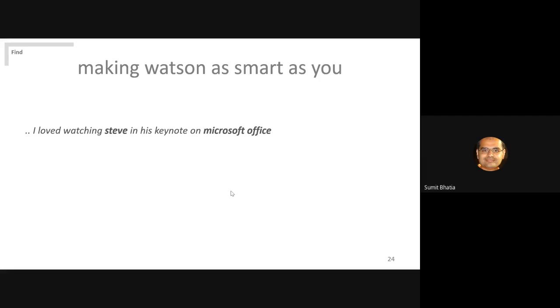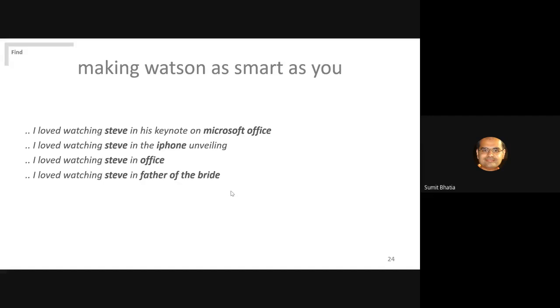If I ask you, can you tell me which person called Steve is mentioned here? You will probably say it's Steve Ballmer. If I say I love watching Steve in the iPhone unveiling, you'll figure out that this sentence is talking about Steve Jobs. If I say I love watching Steve in Office, the show, then you'll figure out that it is the actor Steve Carell, who acted in the show called Office. Likewise, you'll figure out who is the actor called Steve in this movie, Father of the Bride.